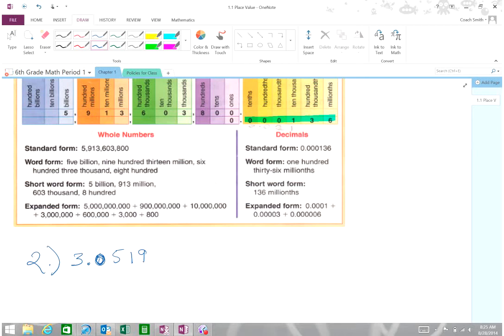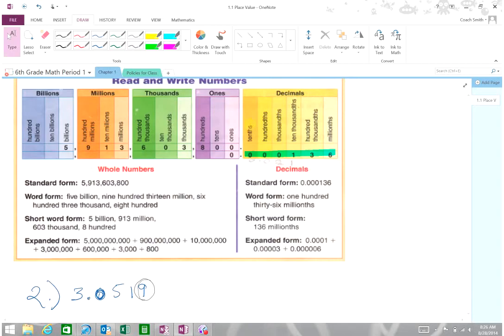So 3.0519, okay? The first thing we do when we're writing a decimal number in word form is we have to identify that place value, okay? We have to identify that place value because when we're dealing with decimals, the last digit's place value has to be the last words of what we say, okay? Now, with decimals, over here we start with tenths, okay? You don't start with ones like you do on the left side. You start with tenths, okay?